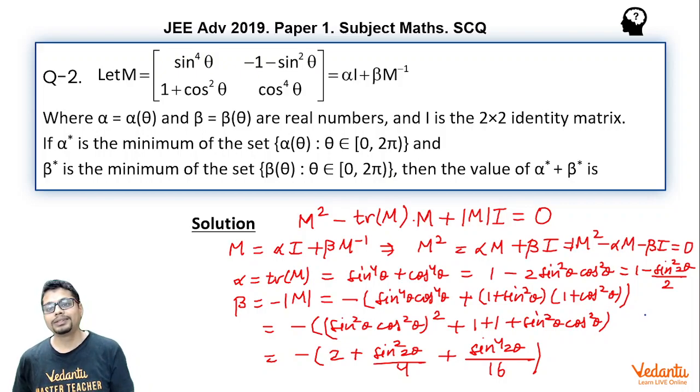Now what we want is alpha star plus beta star. Alpha star is the minimum value of alpha as theta varies from 0 closed to 2 pi open, and beta star is the minimum value of beta as again theta varies from 0 closed to 2 pi open. If you see carefully, alpha and beta both are depending on sine square 2 theta, so to speak, and both would be minimum when sine square 2 theta is maximum. Why?